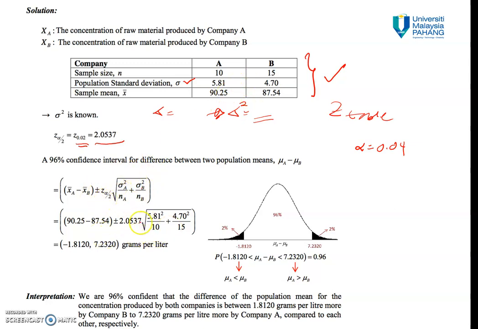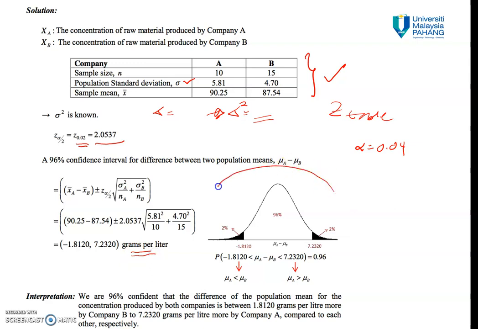Alright. And then you calculate. So make sure, I hope that you know how to calculate. I think most of you are engineering students, so you should know which one comes first. Inside here should be done first, and then subtract, and then you solve. So the left side you get negative 1.8120. The right side you get 7.2320. So here should be 4 decimal places, and don't forget the unit.